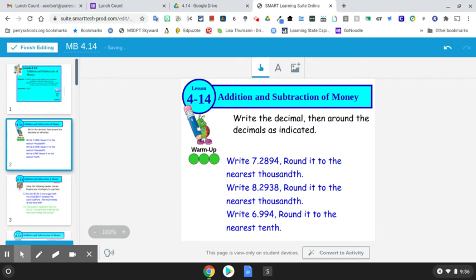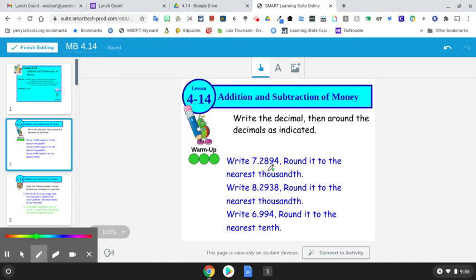So let's do a little warm up here. It says, write the decimal, then round the decimals as indicated. So this word right here should be round, not a round. So let's look at the first one. It says, write 7.2894. Do this on a slate or a piece of paper and round it to the nearest thousandth.